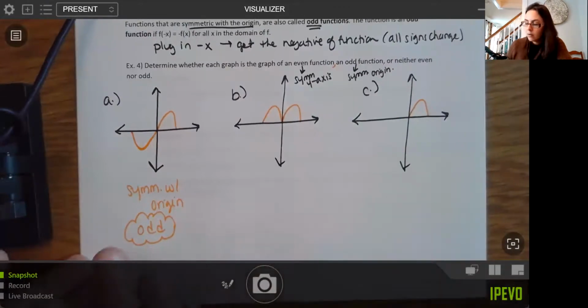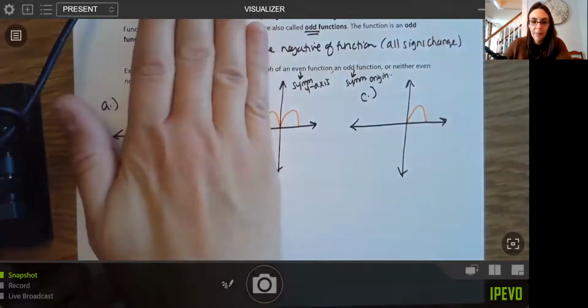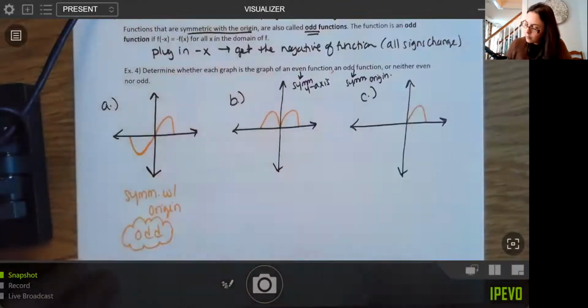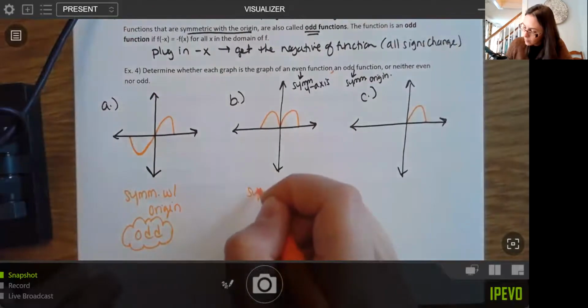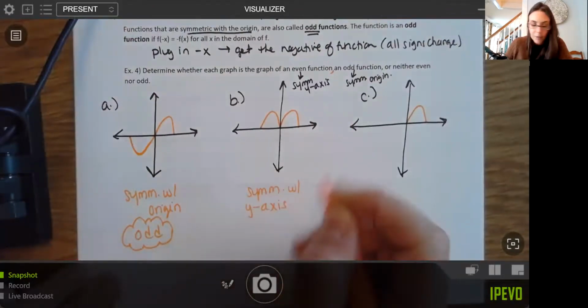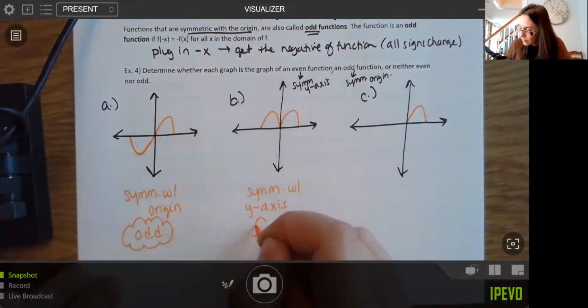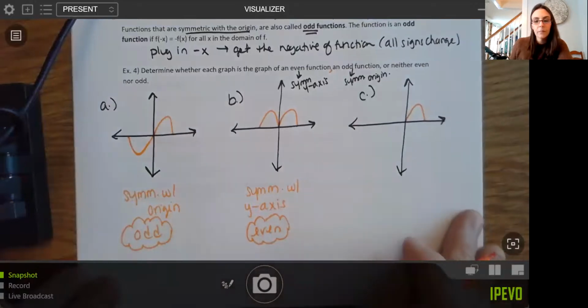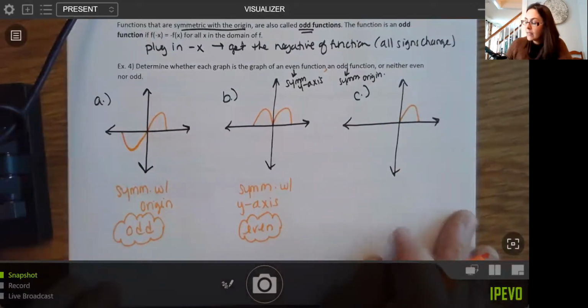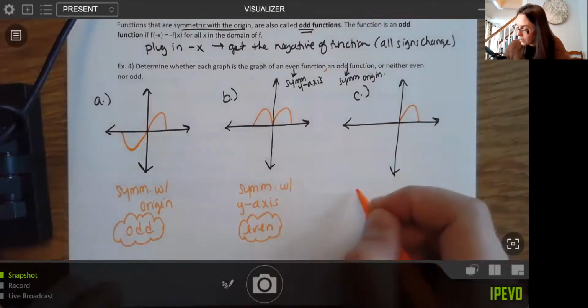Now notice here, you have symmetry with the y-axis. If I were to take the left side and the right side and flip them, they would meet. So this is symmetric with the y-axis. So if you are symmetric with the y-axis, then you are an even function. Now this last one is not symmetric with the origin, and it's not symmetric with the y-axis.